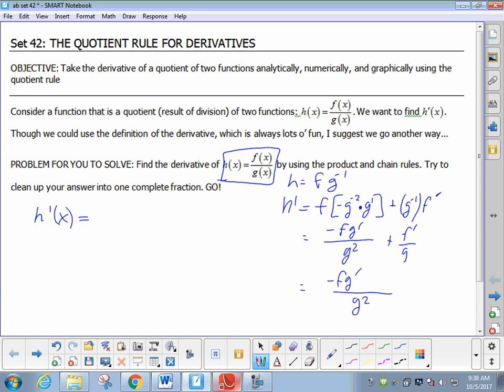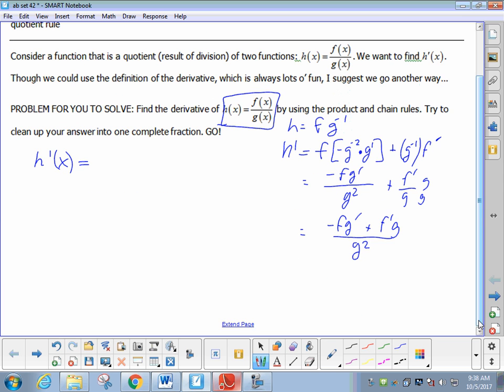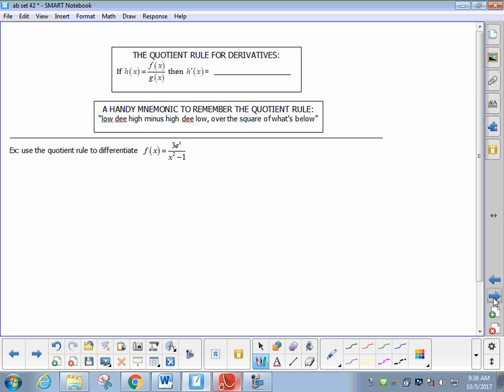The second one we'd have to multiply by a g to get the common denominator, so we'd get f prime g. In the interest of making it something with a really cool mnemonic device, let's rewrite it as g f prime minus f g prime over g squared. That then is the quotient rule, to put in the box with arguments.